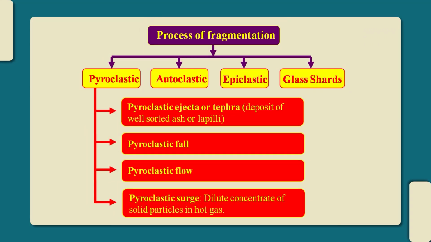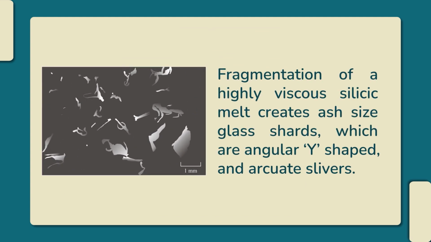And finally, on the process of fragmentation, we have pyroclastic, autoclastic, epiclastic and glass shards. Pyroclastics, or tephra, occur mostly in the form of pyroclastic falls, pyroclastic flows, and pyroclastic surges. A surge is a dilute concentration of solid particles in hot gases. Here is the fragmentation of a highly viscous siliceous melt that creates ash-size glass particles. These are glass shards, which are angular, Y-shaped, tear-shaped or teardrop-shaped, and arcuate slivers, shown here.